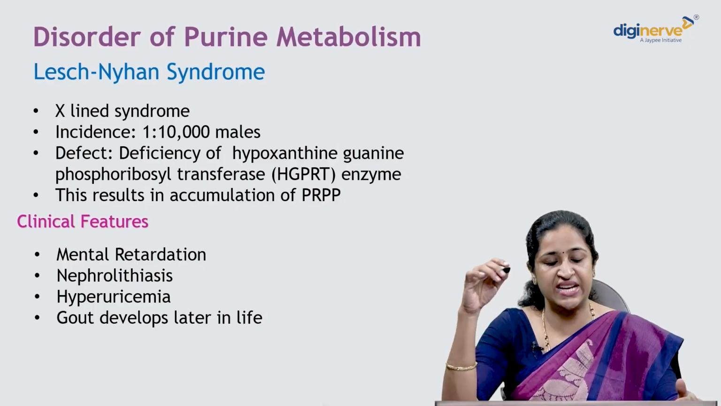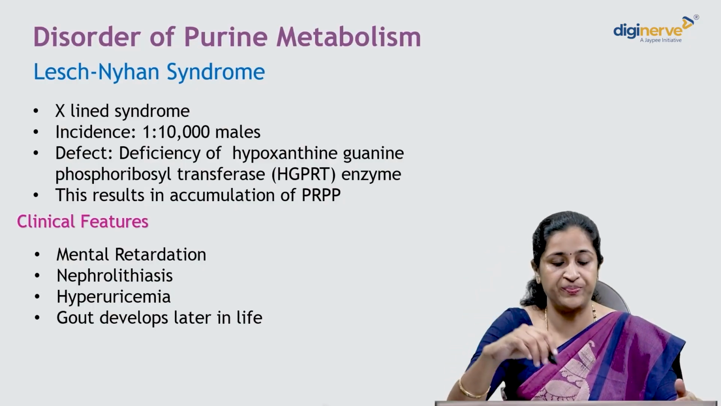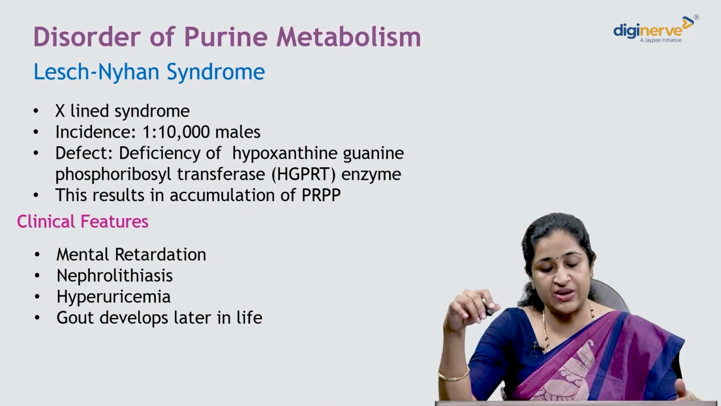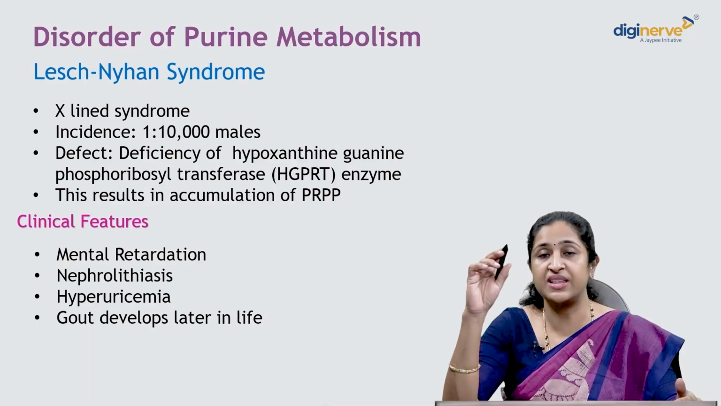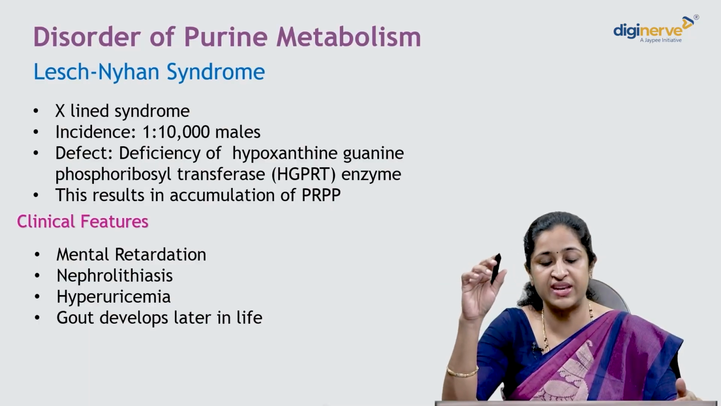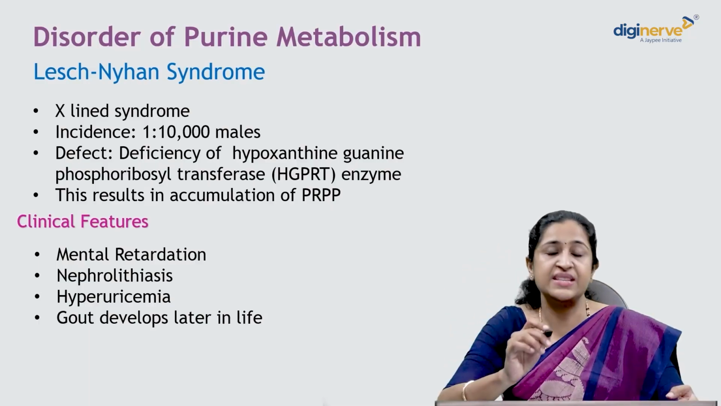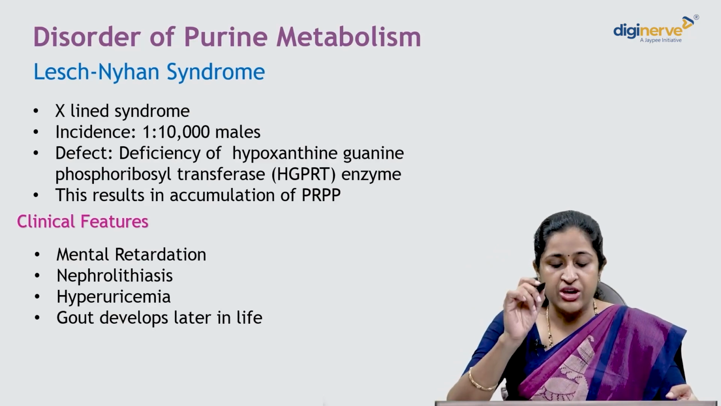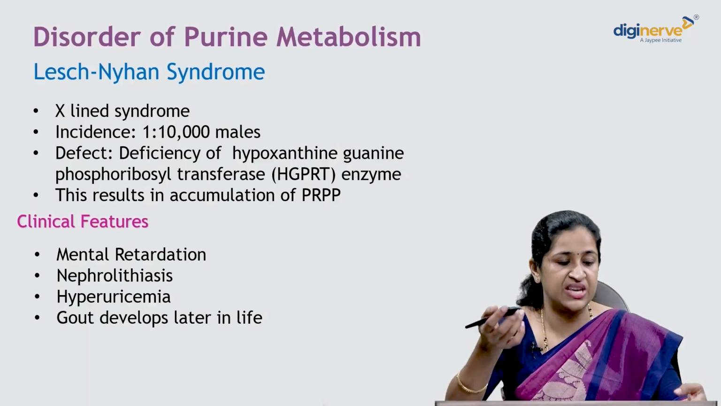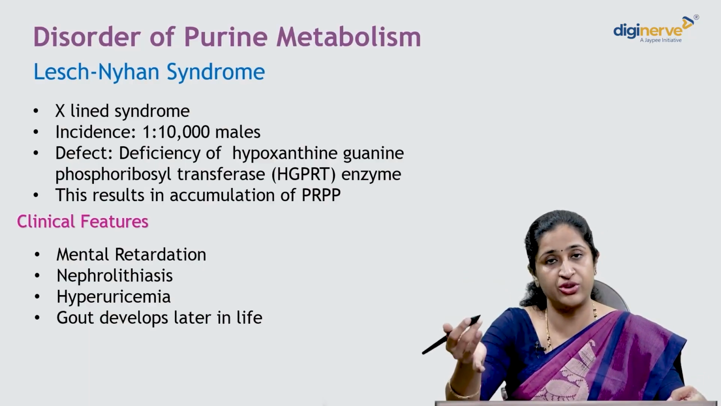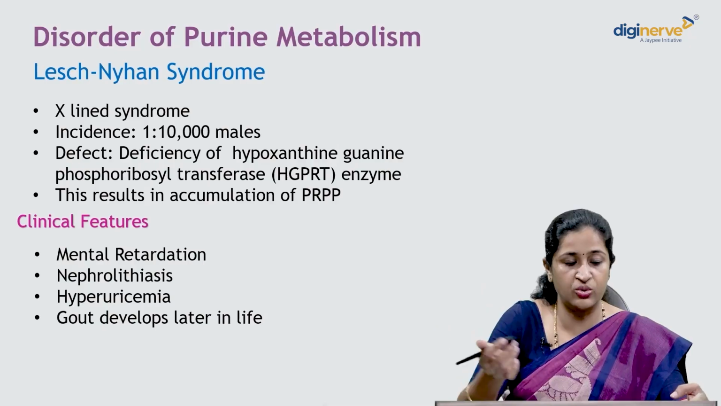So you have the Lesch-Nyhan syndrome. This is an X-linked syndrome with an incidence of 1 in 10,000 males. The defect produces deficiency of the hypoxanthine guanine phosphoribosyl transferase enzyme. This results in the accumulation of phosphoribosyl pyrophosphate, which produces the clinical features. They are mental retardation, nephrolithiasis, hyperuricemia, gout, etc.